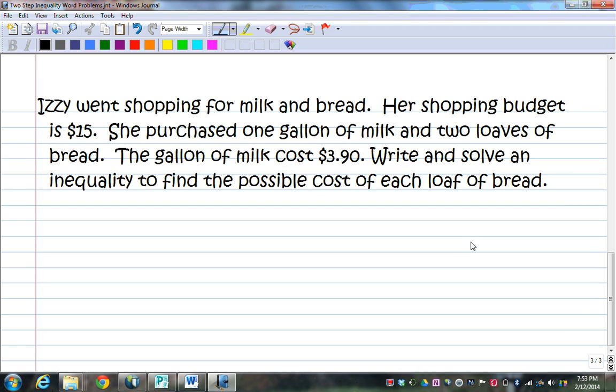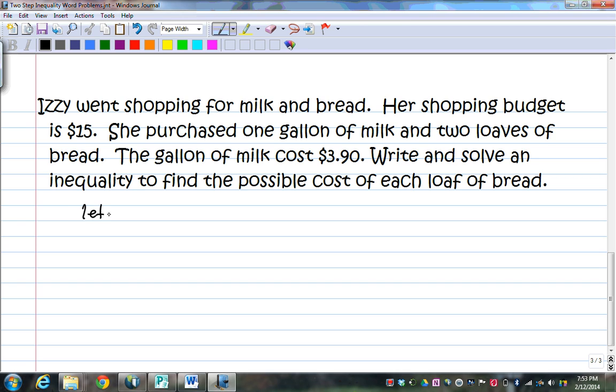Now let's try a word problem. Izzy went shopping for milk and bread. Her shopping budget is $15. She purchased 1 gallon of milk and 2 loaves of bread. The gallon of milk costs $3.90. Write and solve an inequality to find the possible cost of each loaf of bread.